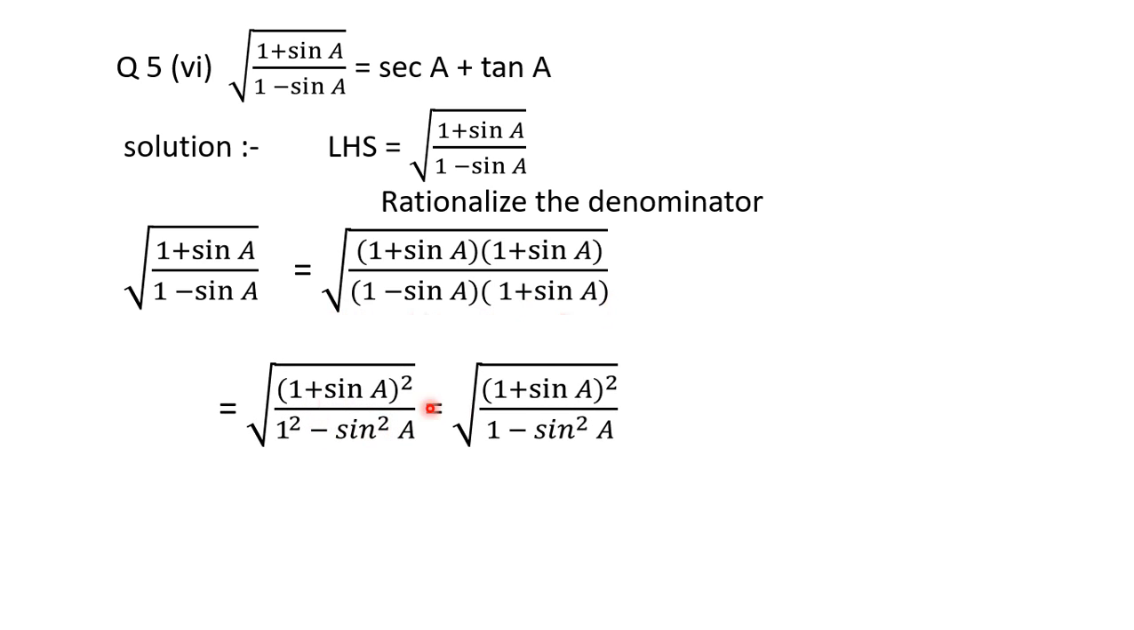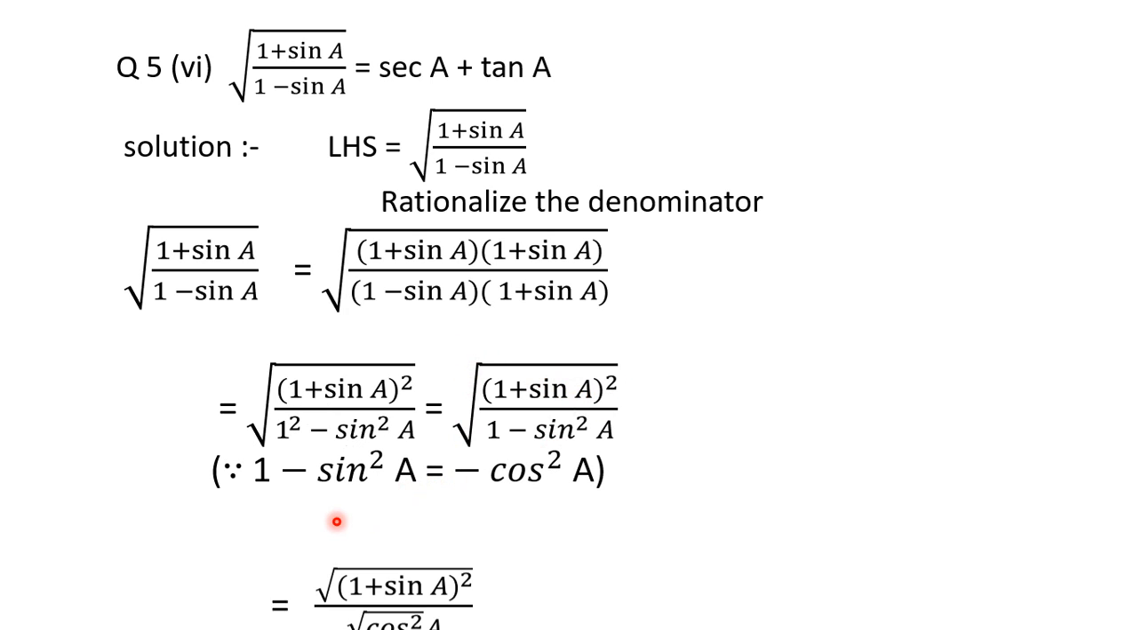So we can write under root 1 plus sine a whole square upon under root 1 square minus sine square a. Now 1 square is 1, so we write under root 1 plus sine a whole square upon 1 minus sine square a. By the identity we know that 1 minus sine square a is cos square a. We can also take the square root separately in the numerator and denominator, so it becomes under root 1 plus sine a whole square upon under root cos square a.